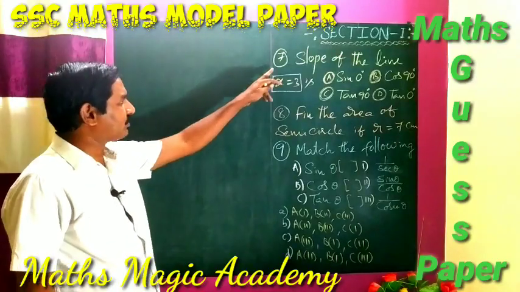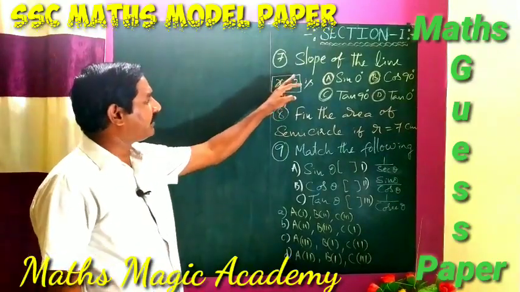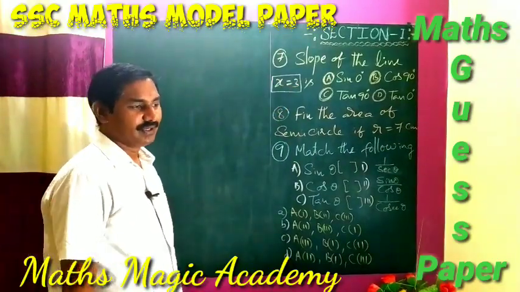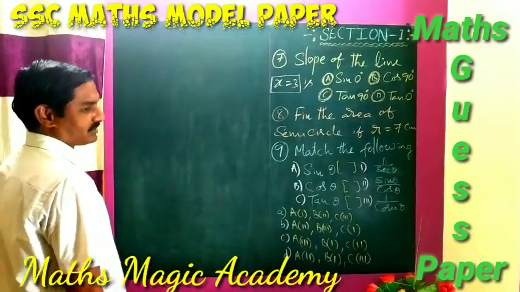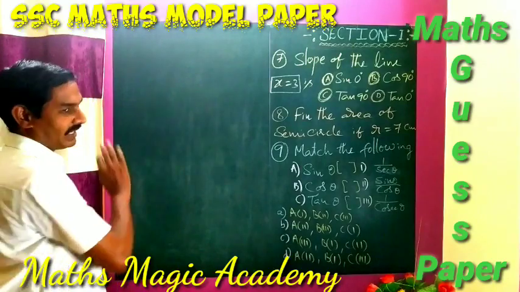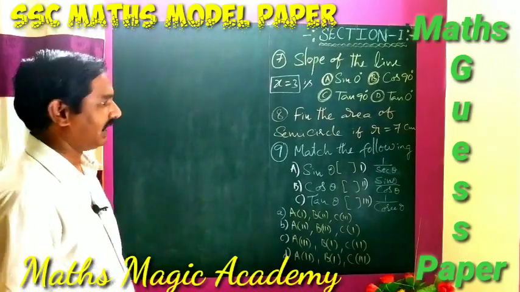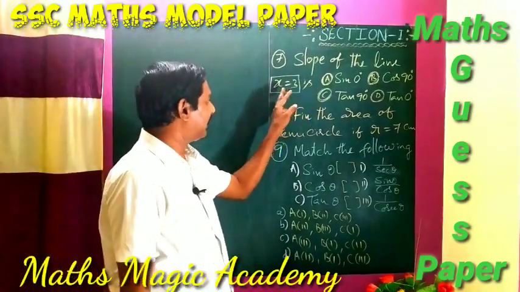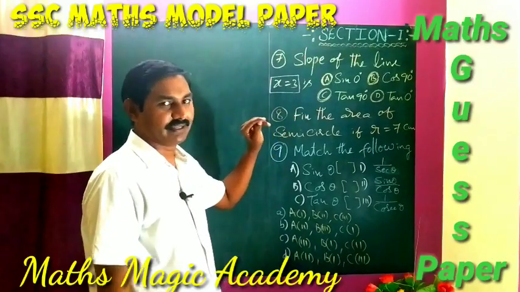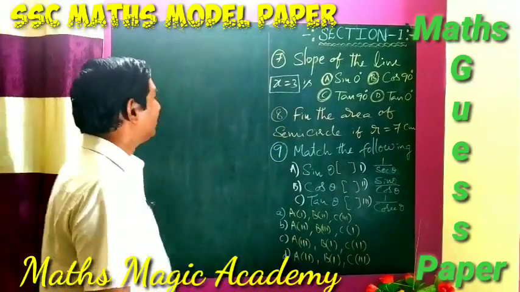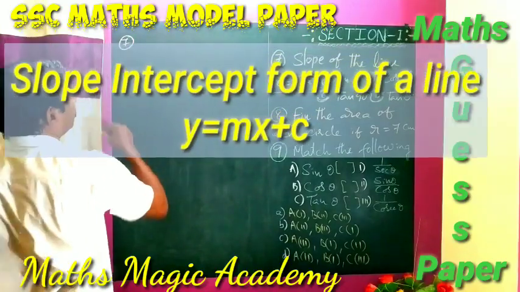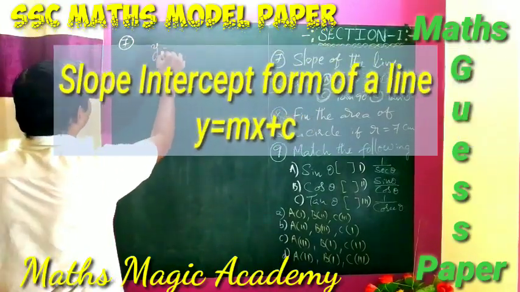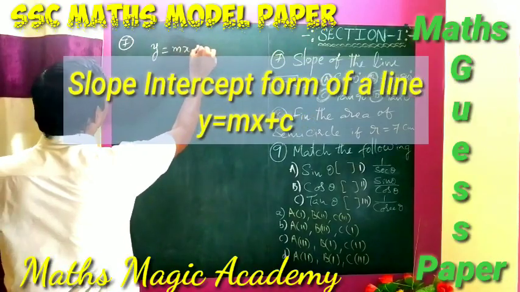Coming to the seventh question, given based on slope. The slope can be in different forms. Slope of a line is given. Slope of the line x equals to 3 is what? They are asking. Suppose the slope intercept form of a line, we know that is y equals to mx plus c.